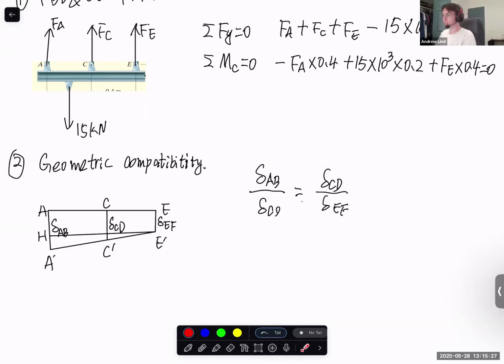I think it's different actually. Would it be H over A prime and then H over C prime? Sorry, could you say again? I'm not sure. Okay. So, any other student has any other opinion about the relation of the elongation here?